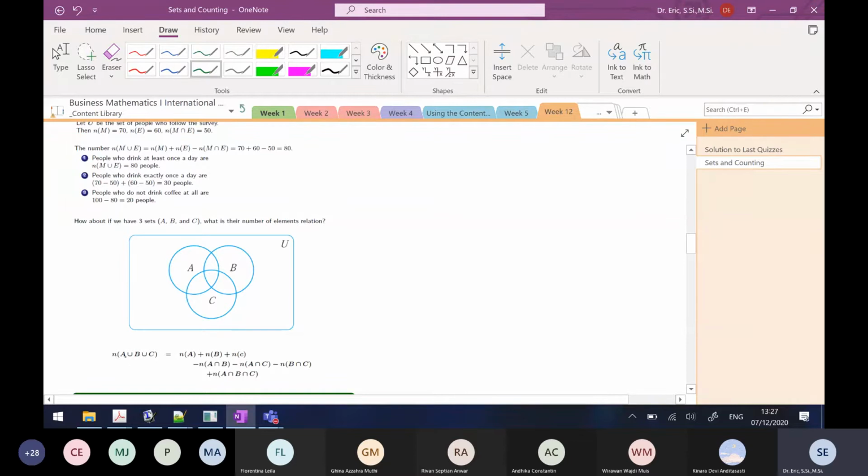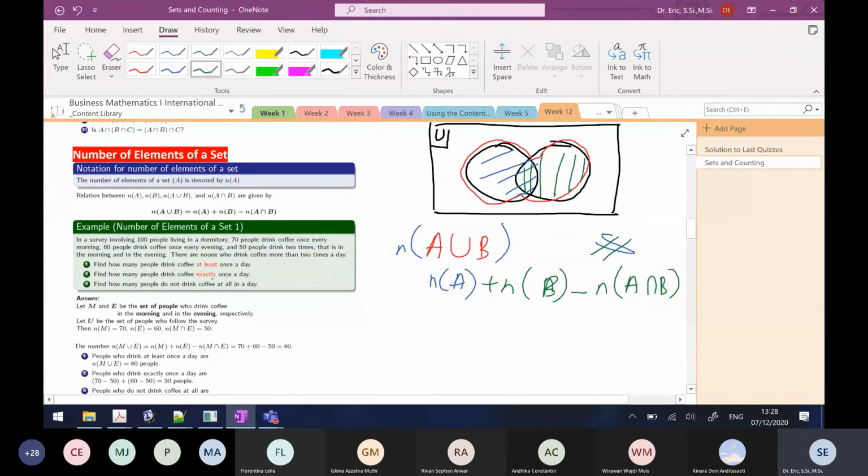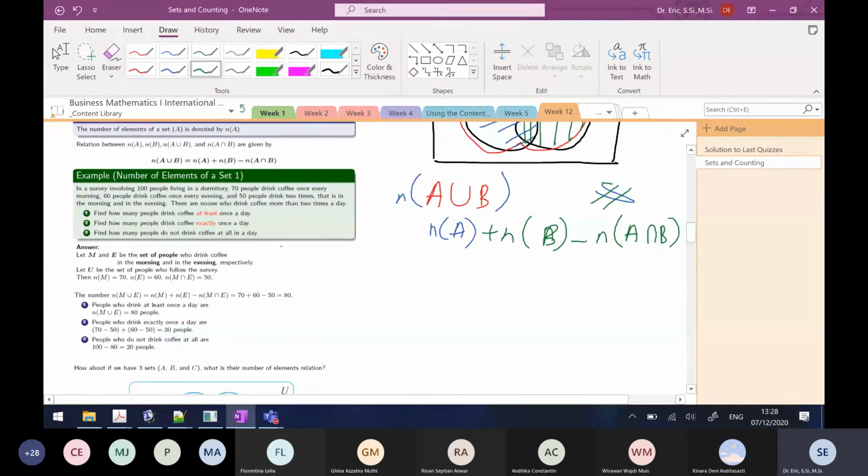The number of elements of A union B union C is N(A) plus N(B) plus N(C), minus the intersection, minus the intersection, minus the intersection. Don't forget plus N of the intersection of A, B, and C. Okay, you can do the same thing. Just try. I have already given the explanation in the video.